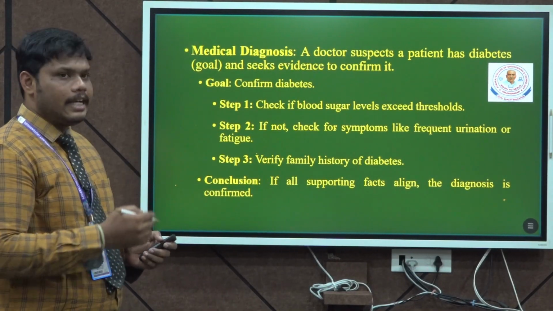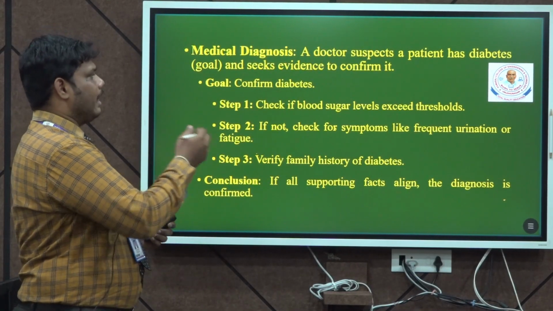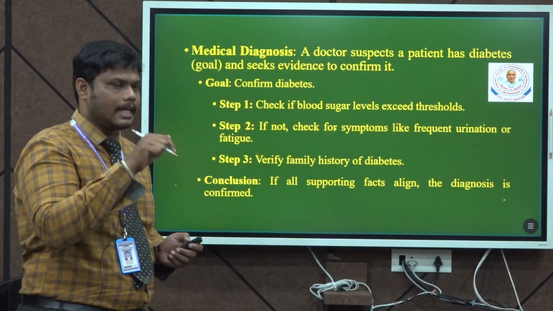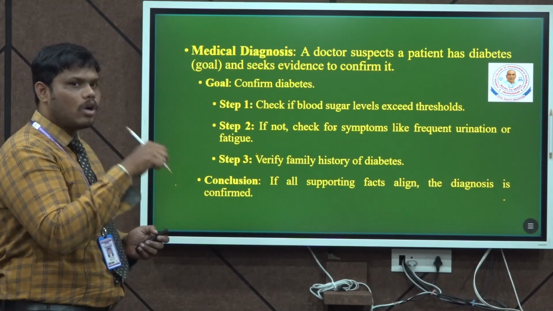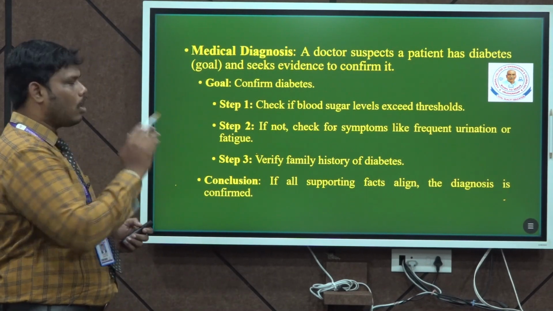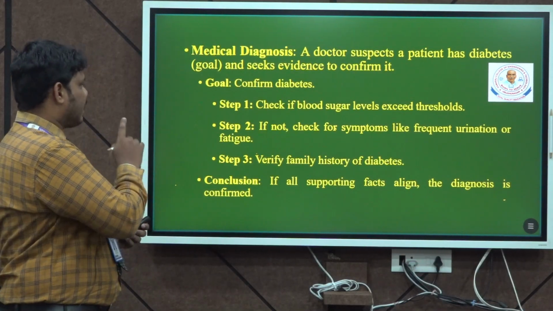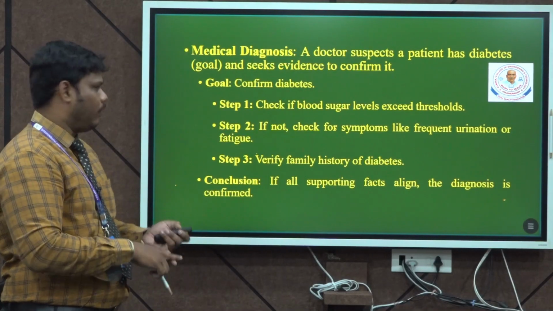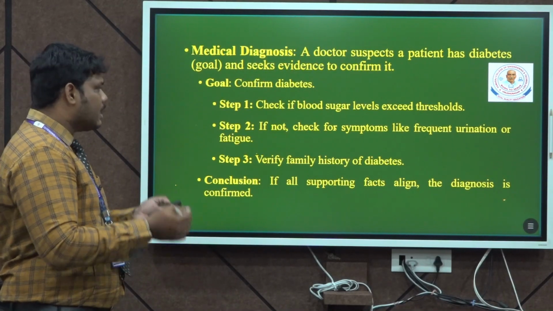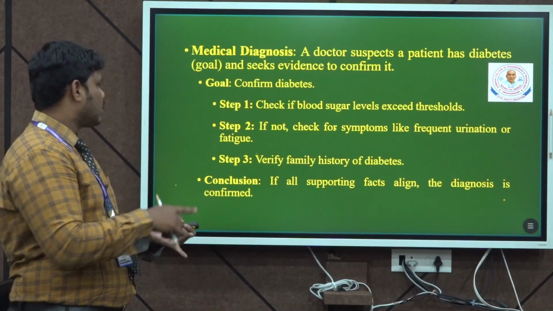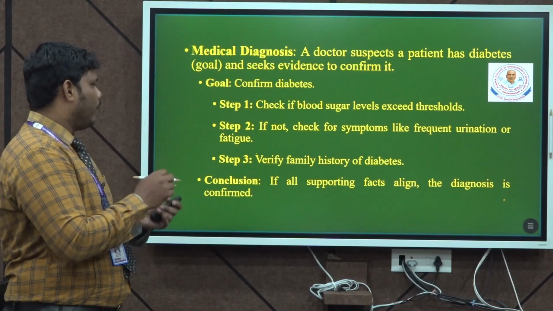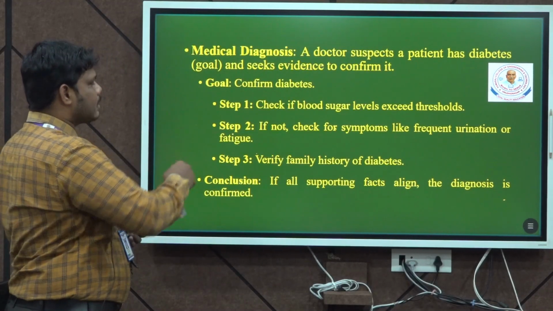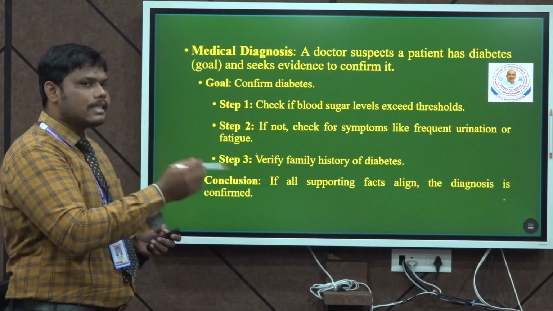And in another medical diagnosis, the doctor suspects a patient has diabetes. So the doctor suspects the patient has diabetes, that's the goal, and seeks evidence to confirm it. So the goal is to confirm the diabetes. Step 1, check if the blood sugar level exceeds the threshold value. Step 2, check symptoms like frequent urination or fatigue. Step 3, verify family history of diabetes. So the conclusion: if all the supporting facts align, the diagnosis is confirmed.